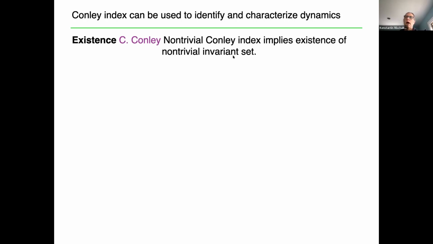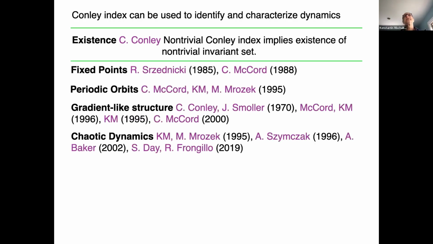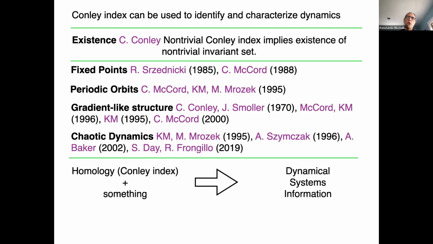In fact, there are lots of extensions of this result. So we can use this algebraic topology to find fixed points, periodic orbits, even chaotic dynamics, and talk about the global structure, and these now become theorems. If I have the right amount of information, then I can actually have theorems about the kind of dynamics that can be seen. The moral of the story is homology, this Conley index, plus you typically need a little bit more information, tells you things about dynamical systems.